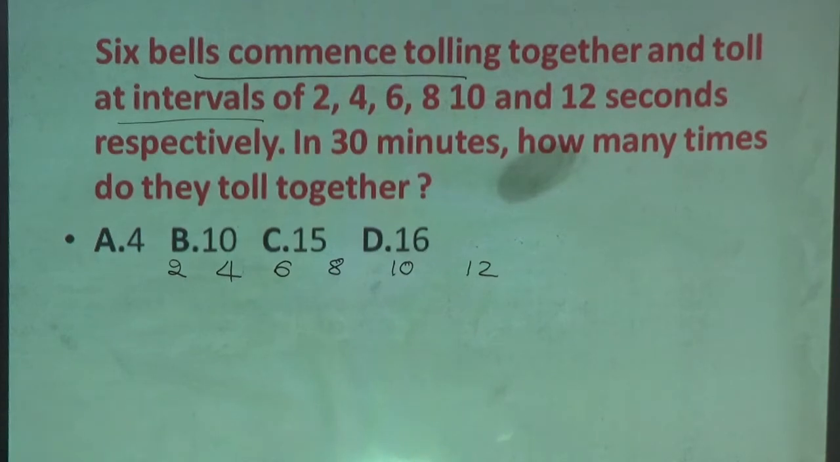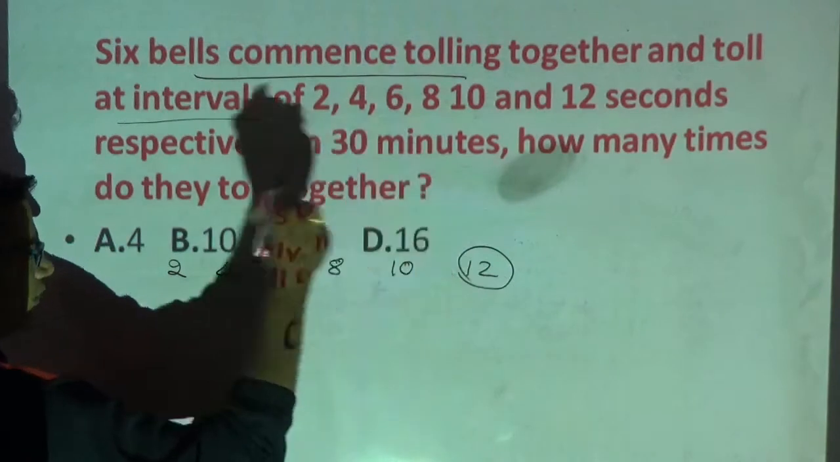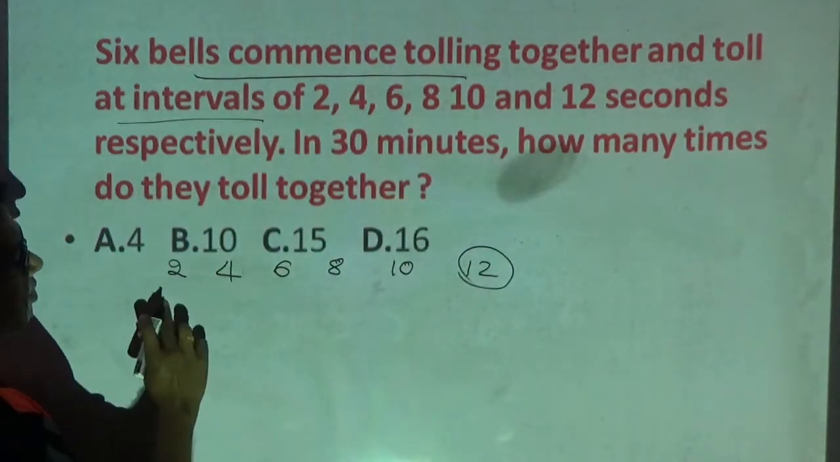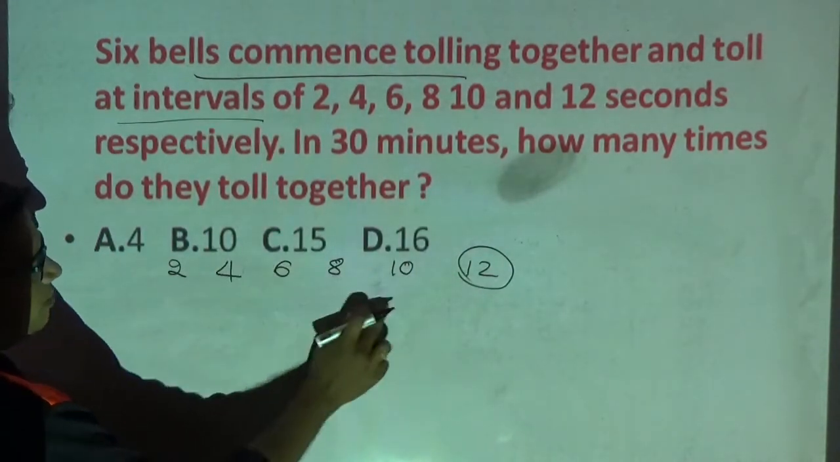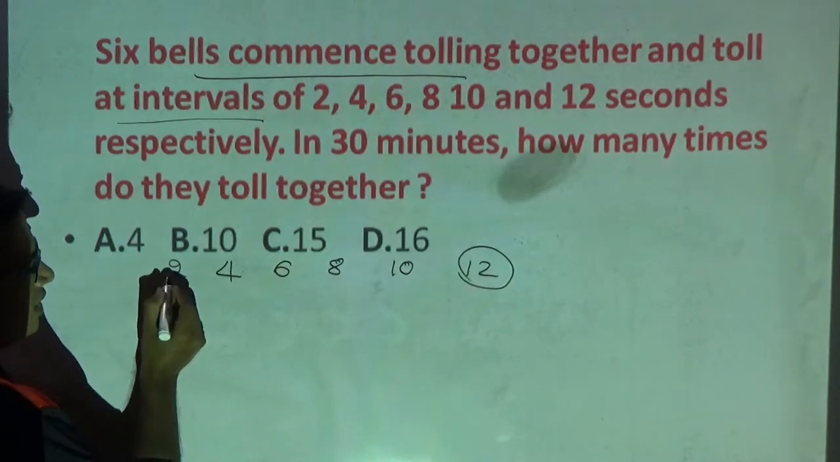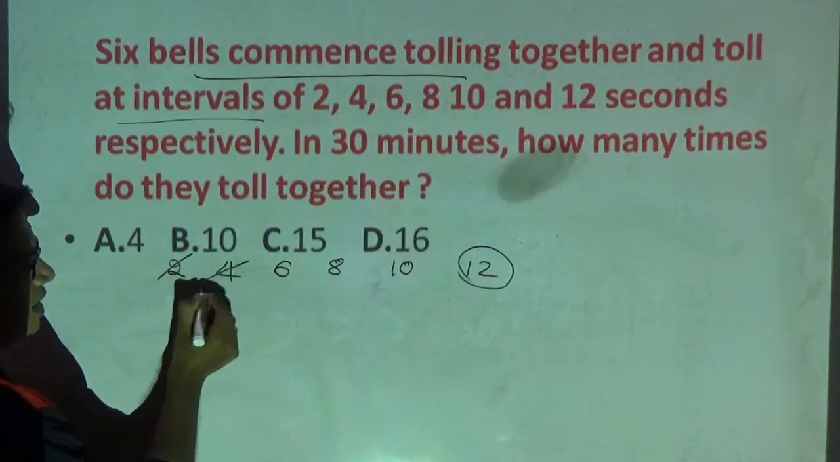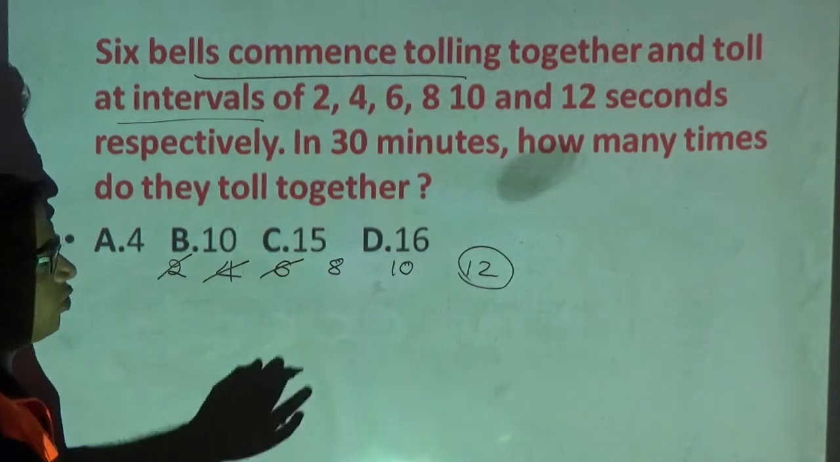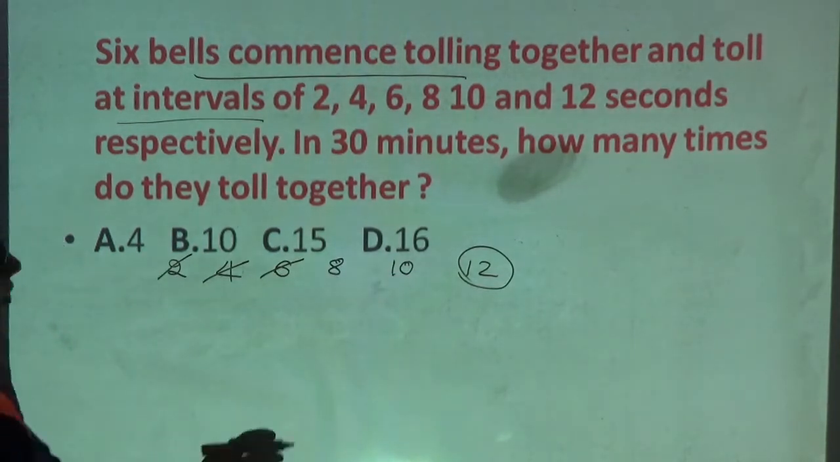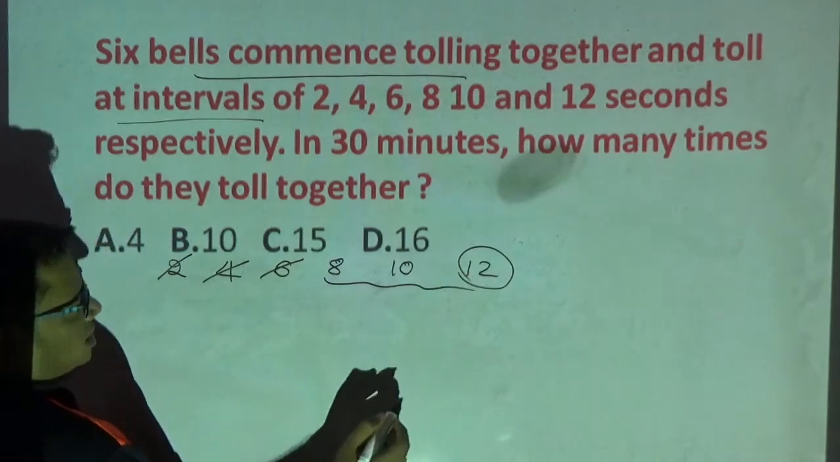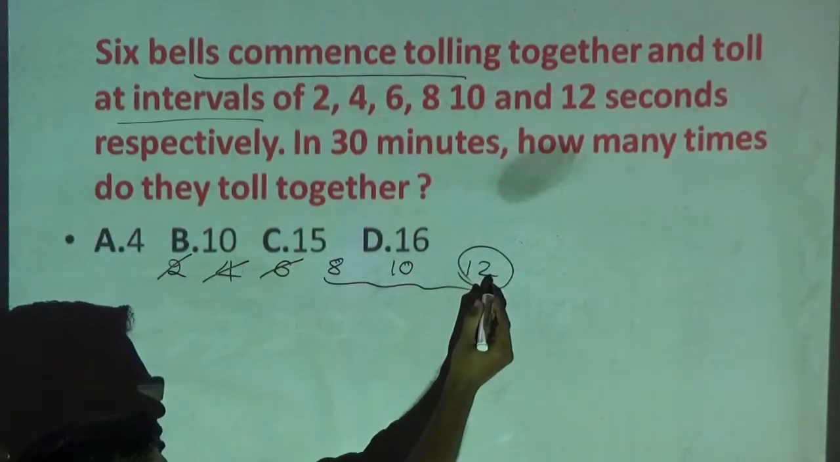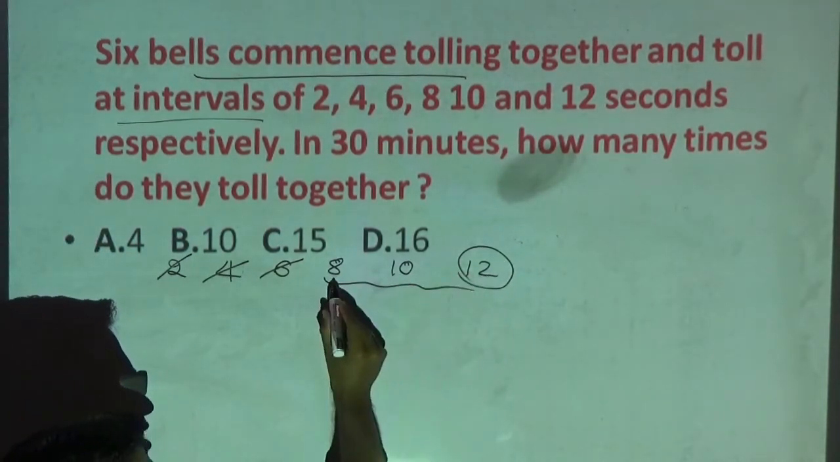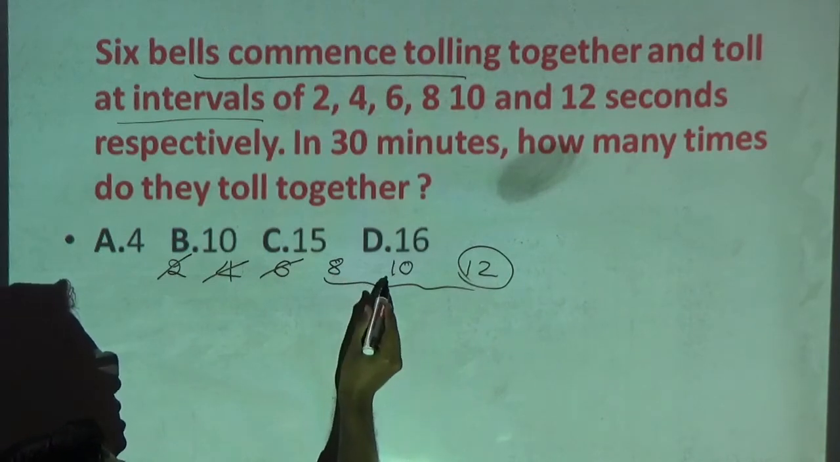I have explained it to you. Find the biggest number among all these, which is 12. Now check which of the remaining numbers divide 12. 2 divides 12, yes. 4 divides 12, yes. 6 divides 12, yes. But 8 and 10 do not divide 12, correct? So what do I need to do? Next, find the multiple of 12 that is exactly divisible by 8 and 10.